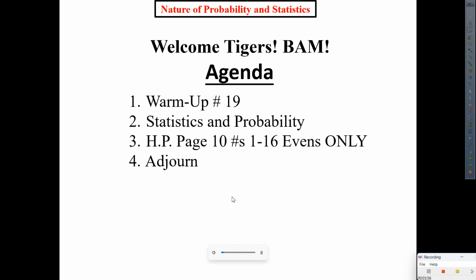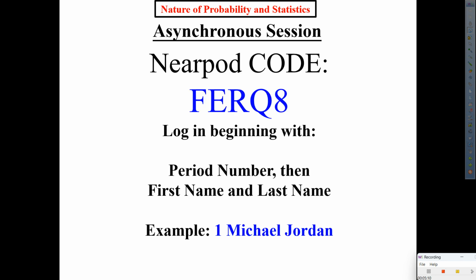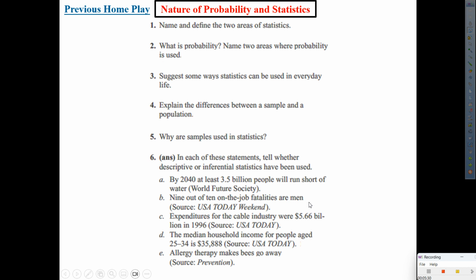All right, send in your home plate, and here's access to the presentation. Here's the code: FERQ8. All right, so last night's home plate, go to Canvas, turn that in, please. It's 6 questions or problems. Tonight's home plate is going to look like this.